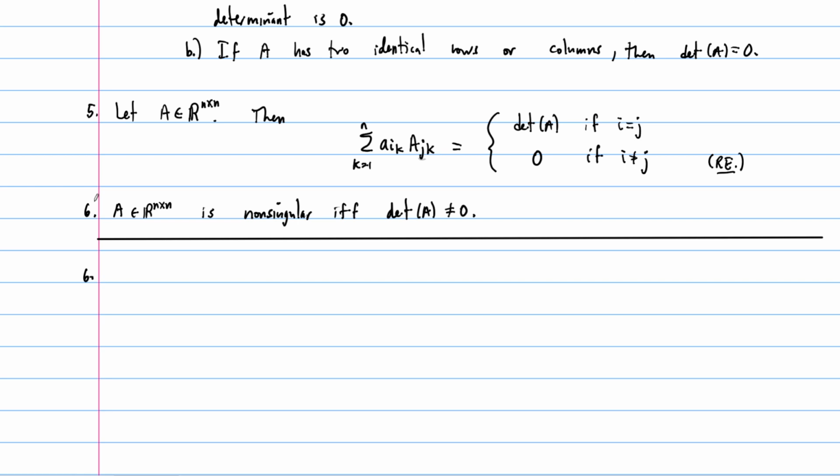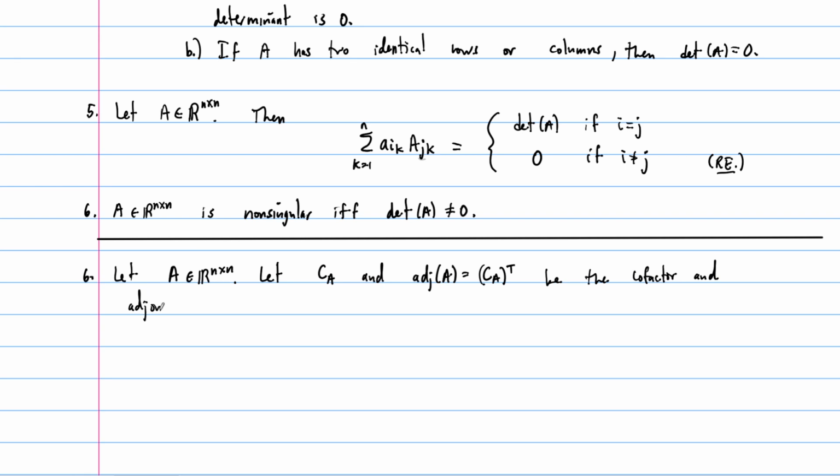What we'd like to do next is investigate that adjoint matrix a little bit more. So let A, once again, be an n by n matrix. And similarly, let C_A be the cofactor matrix, and the adjoint of A, which is the transpose of the cofactor matrix. So these are going to be the cofactor and adjoint matrices of A, respectively.